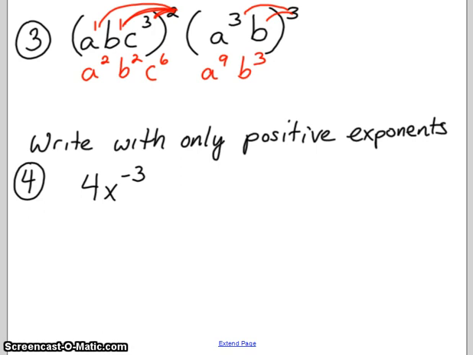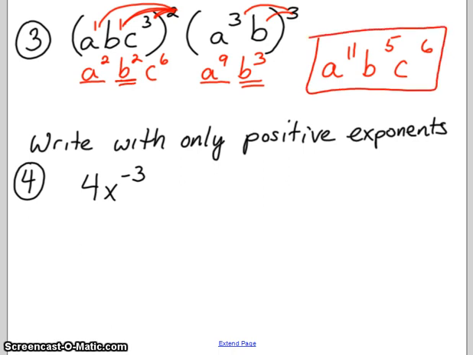Okay, still multiplying, we have a to the second times a to the ninth. Remember, when you multiply, you add the exponents. So that's a to the 11th. We have b to the second and b to the third. We're multiplying, so we add the exponents. That's b to the 5th, 2 plus 3. And then c to the 6th is by itself. We just add that at the end.